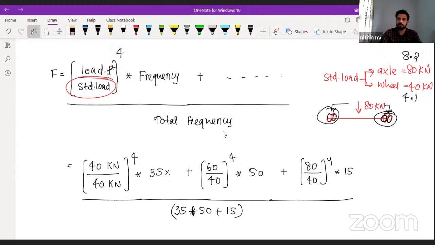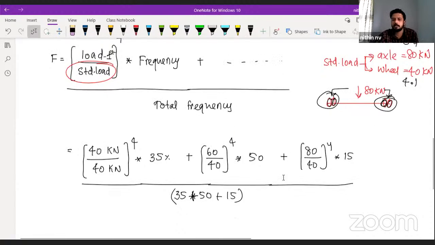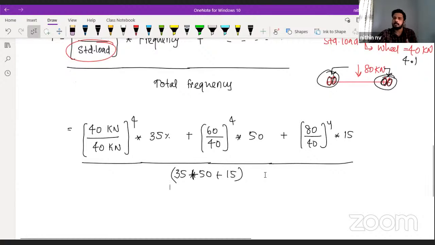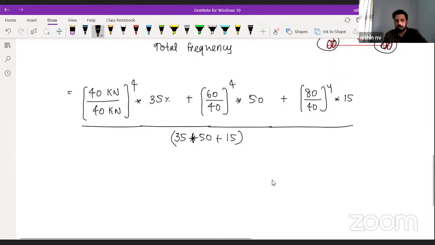If you are putting 0.35, 0.5, 0.15, the denominator will be 0.35 plus 0.5 plus 0.15, and we'll be getting 1. If it is percentage, then we'll be getting 100. Sometimes they can give some numbers, then the denominator will be the sum of the numbers. That's it. So this itself can be a 2-mark question.